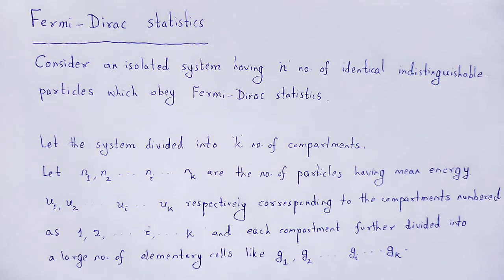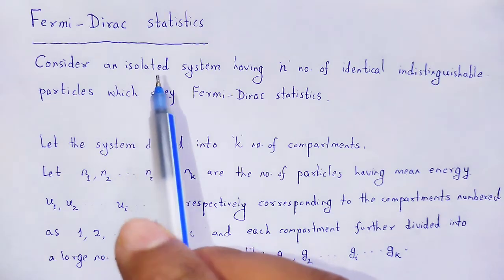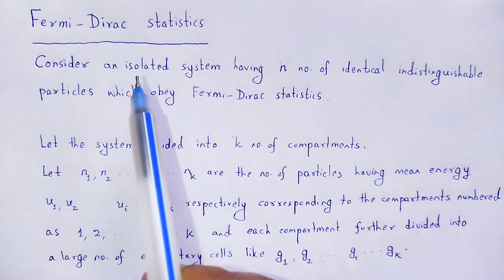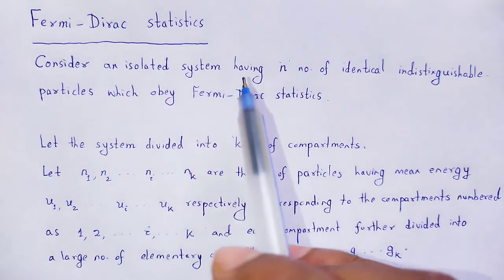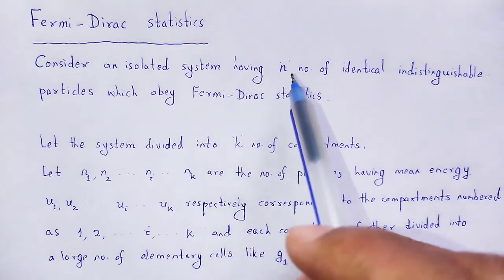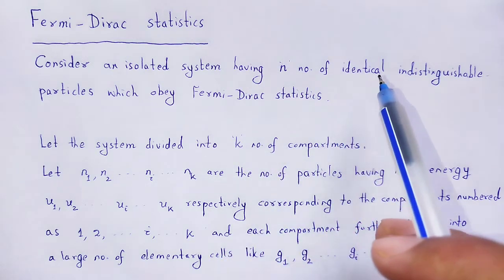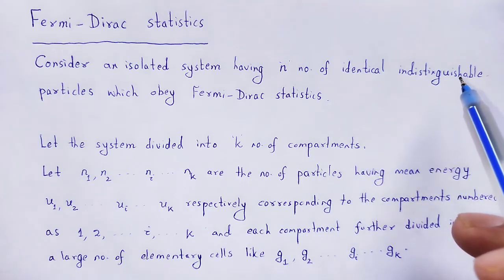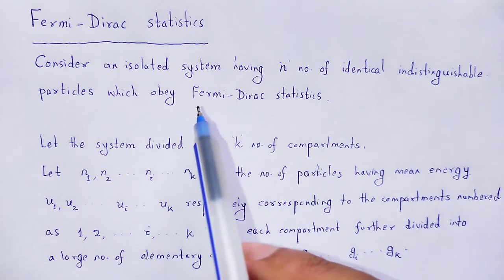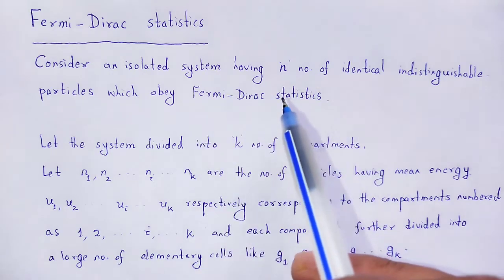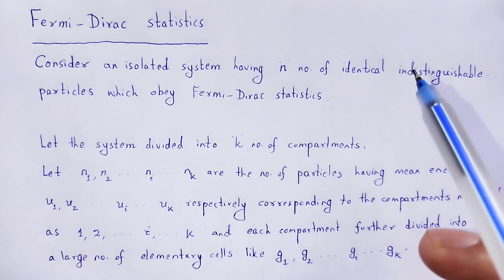In this video, we are going to discuss Fermi-Dirac statistics. Let's begin. To derive Fermi-Dirac statistics, we have to consider an isolated thermodynamic system consisting of n number of identical, indistinguishable particles, and these particles obey Fermi-Dirac statistics. These particles are called fermions.